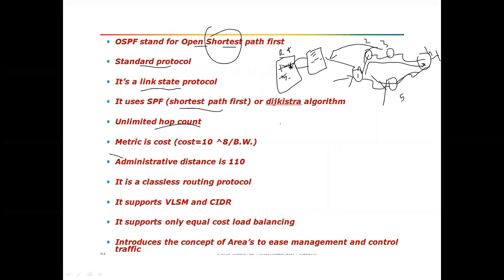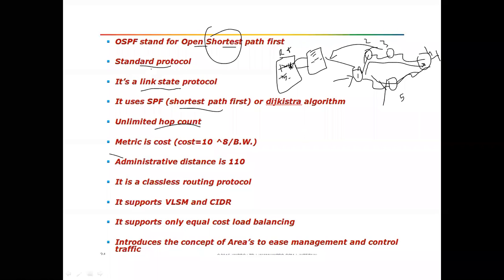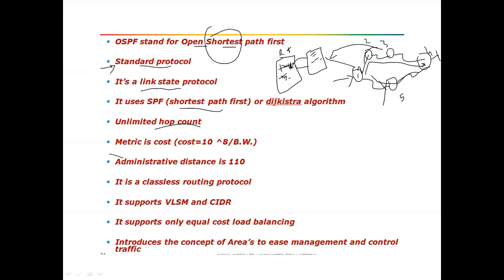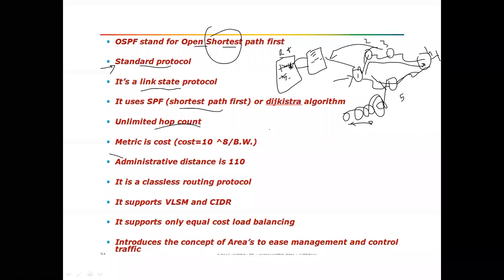So, unlimited hop count. See, RIP is an open source protocol? Yes, this is a standard or open source protocol. You can run it on Palo Alto also. You can run it on Checkpoint. So, unlimited hop count. RIP had a limitation of 16 routers only. See, RIP can handle only 16 routers, but OSPF has no limitation. You can run n number of routers, and add n number of networks.